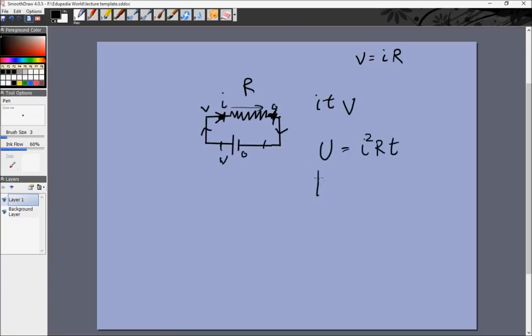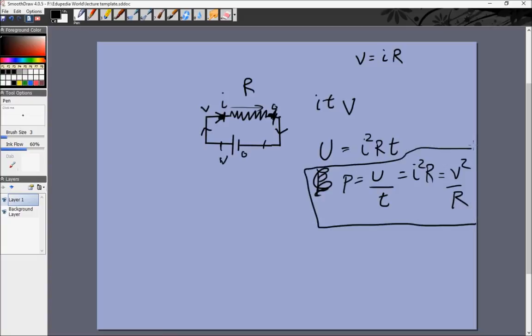From that we get the power, which is the energy dissipated per unit time, is I squared R, or sometimes it is referred to as V squared by R. Doesn't matter. So this is the power dissipated by the resistor, and it is ultimately lost as heat, and the resistor tends to become hot.